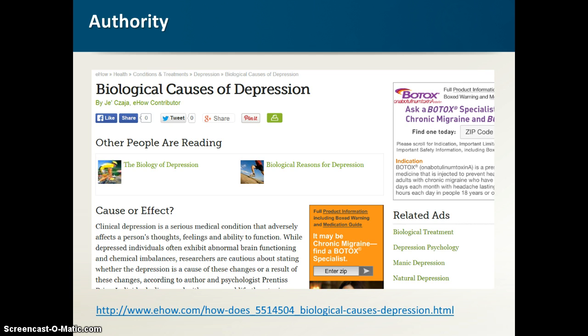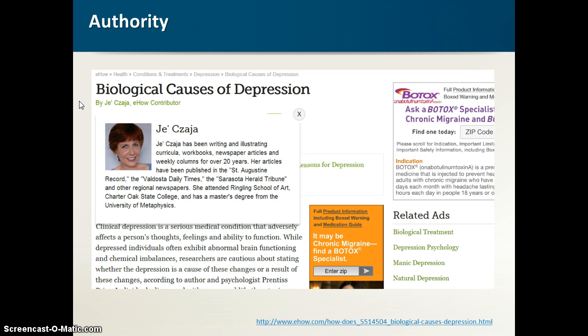So up here, if we look at this particular page, Biological Causes of Depression, we see that we do have information about the author. And if we click on this person's name, we're going to get a biography. So I look at this biography and I see that this person is a journalist and has been writing for 20 years. She attended Ringling School of Art, Charter Oak State College, and has a master's degree from the University of Metaphysics. So here's the thing. This woman may know a ton about depression. It may be that everything on this page is entirely accurate, but she's given me nothing to tell me that she is in fact an expert on this topic.